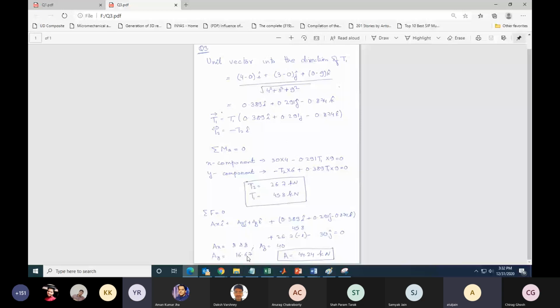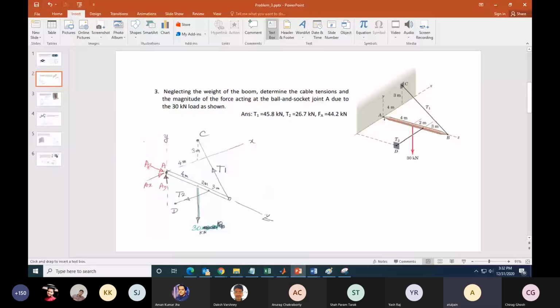Sir, is there any other method besides this vector approach? Yes, there are. Because this is mechanics, there are so many methods. For example, calculate the moment about axis AC. Then you will directly get T2.